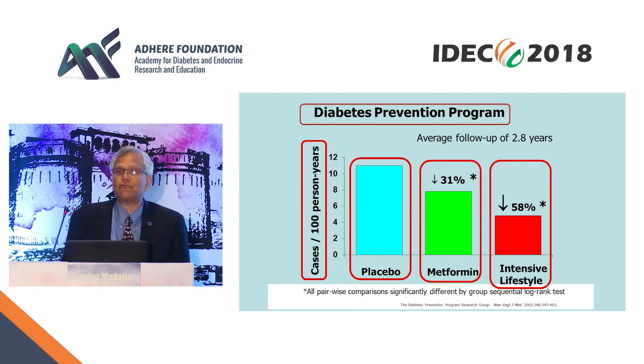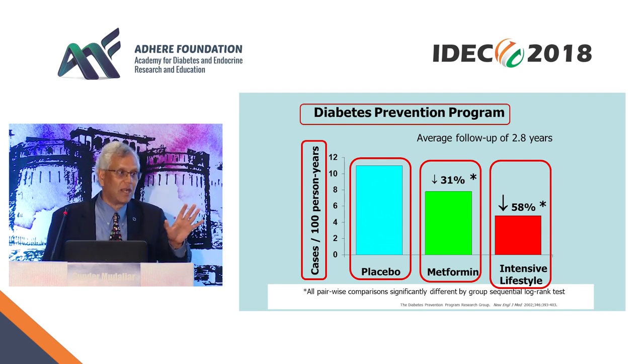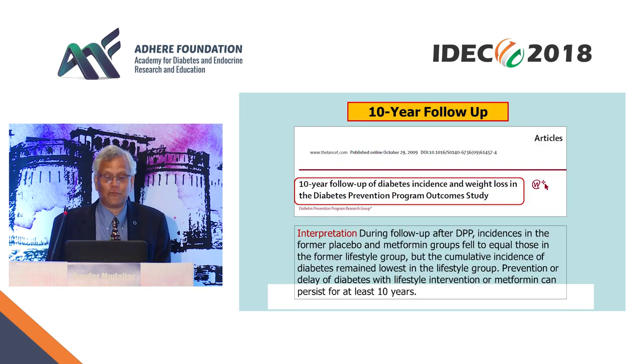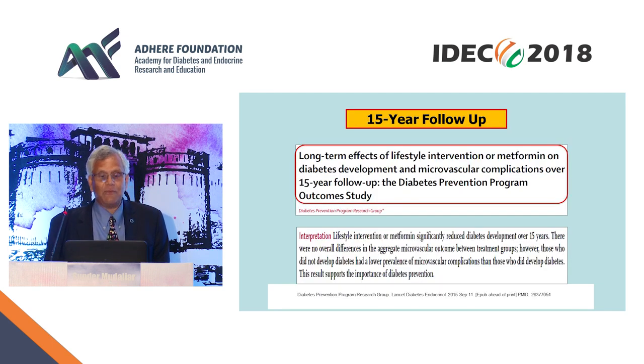How much weight did they have to lose? The goal was 7%, but they lost only 5%. So a person who, say, weighs 100 kilos needs to lose 5 kilos. I'm saying it's easy. It's not easy. It's difficult. But we published a 10-year follow-up in Lancet. We published a 15-year follow-up, again in Lancet. Don't ask me why not New England Journal of Medicine. There's a lot of politics there. Anyway, that's what it is.